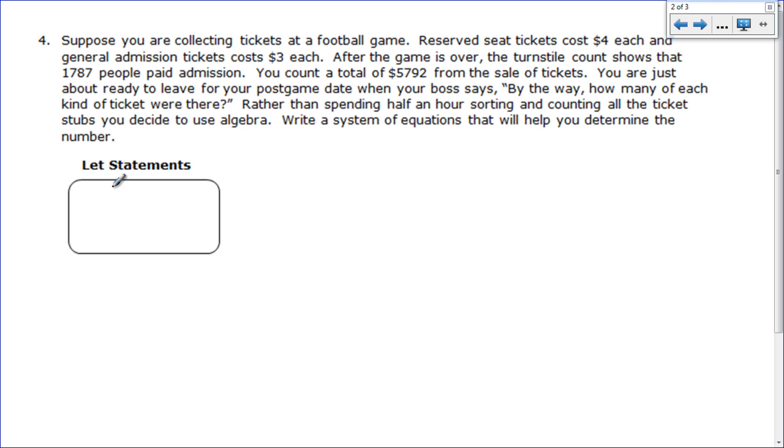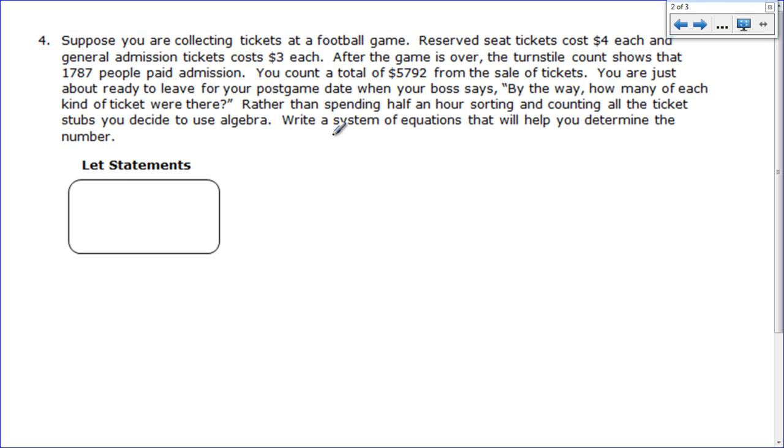You count a total of $5,792 from the sale of tickets. You're just about ready to leave for your post-game date when your boss says, hey, by the way, how many of each kind of ticket were there? Rather than spending half an hour sorting and counting all of the ticket stubs, you decide to use algebra. See, it does really happen in real life. Write a system of equations that will help you to determine the number.